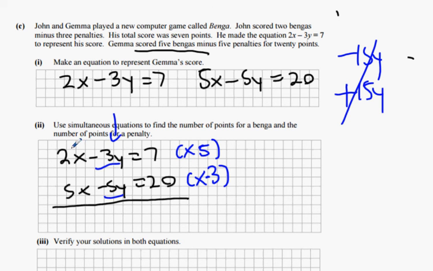So 5 times 2x. 5 times 3y, minus 15y. 5 times 7, 35.